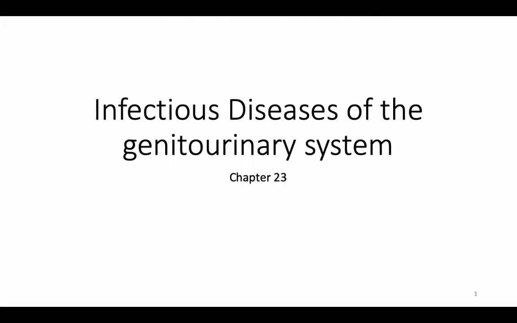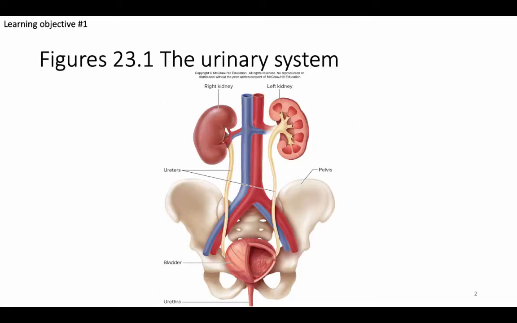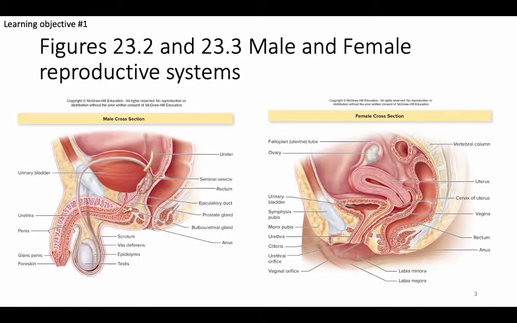Chapter 23, Infectious Diseases of the Genitourinary System. First, we'll look at the urinary system, which is the system that releases waste from the body. So it's a tube that filters out blood, and urine flows from the human via the urethra.